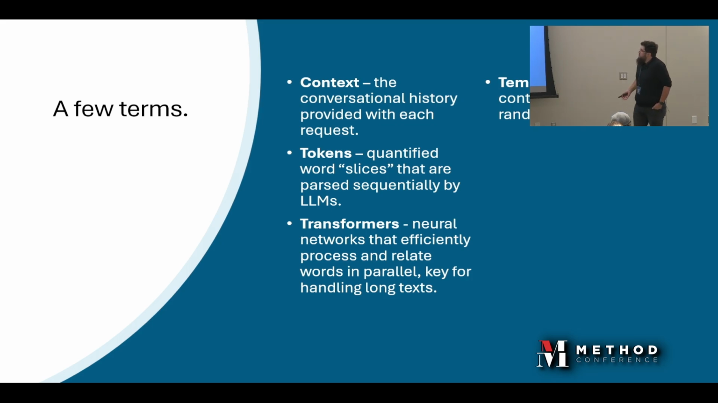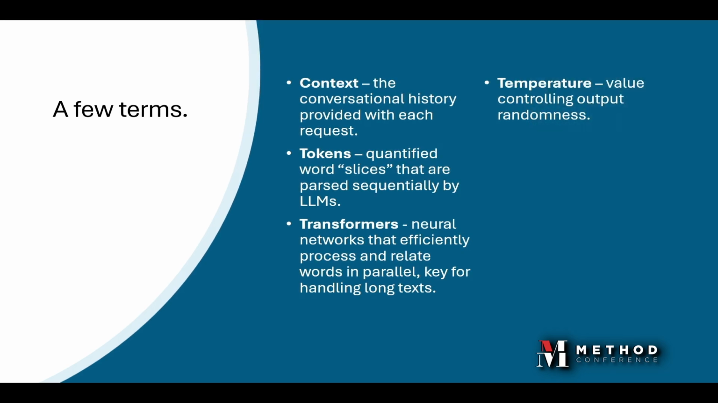Temperature is a value controlling output randomness. It's from 0 to 1. If you put it at 0, it tries to go with the most likely next word, because we were talking about predictions. If you give it a value of 1, it'll select other words that it doesn't expect would come next. How LLMs work is they say, okay, based on this text, what's the next word, the next word, the next word? With 0, it'll go, this is the most likely next word, because it has a list of words it chooses from with percentages.